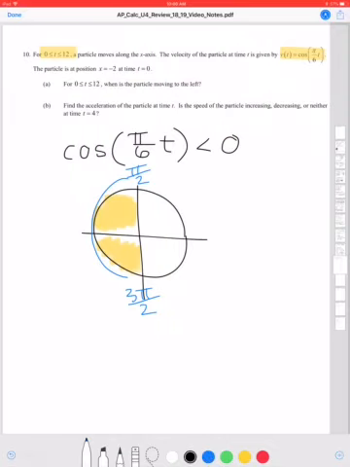Alright, but that is just cosine. We've got, excuse me, pi over 6t. It's going to be between 3 pi over 2 and pi over 2.